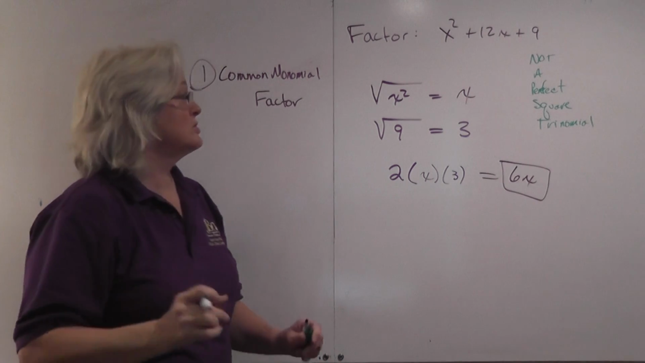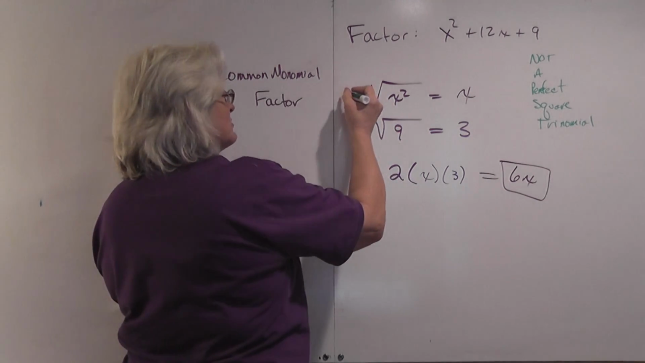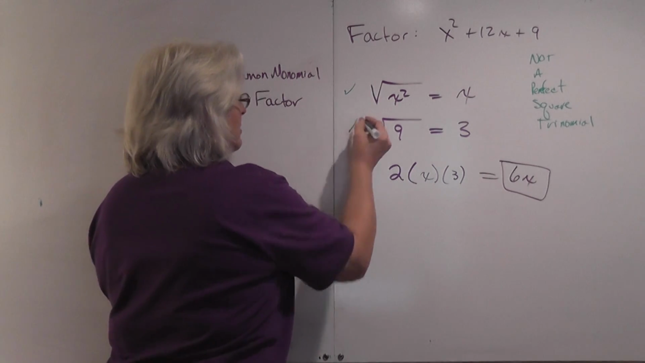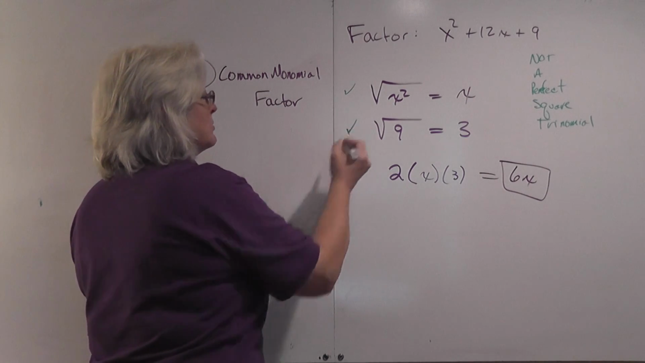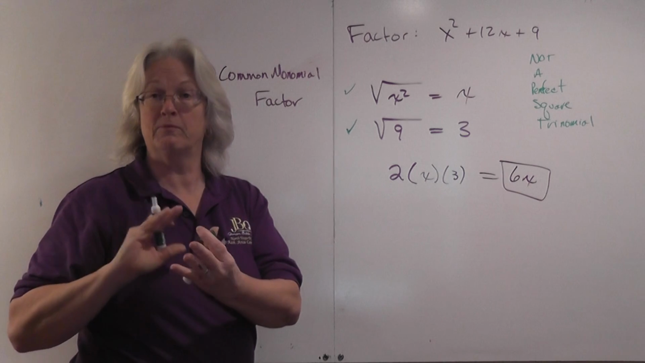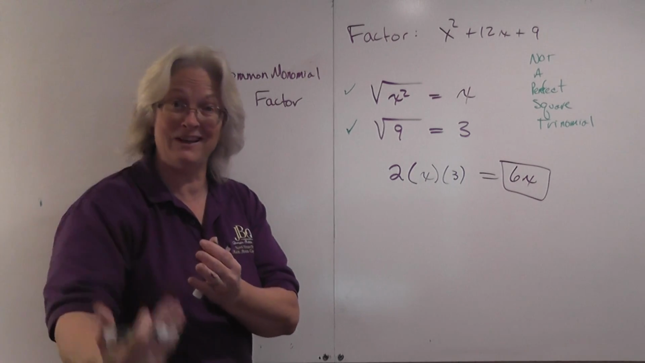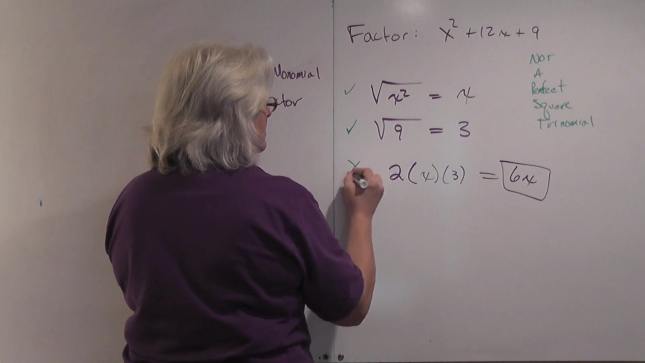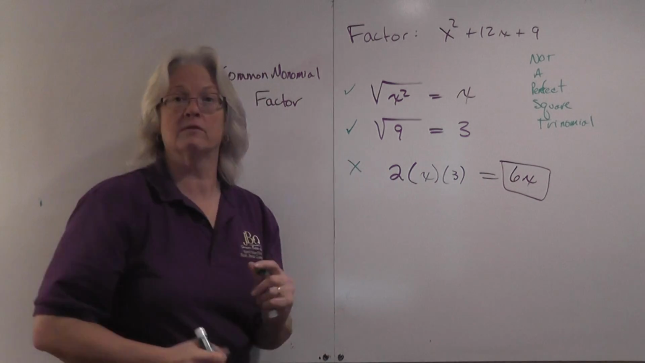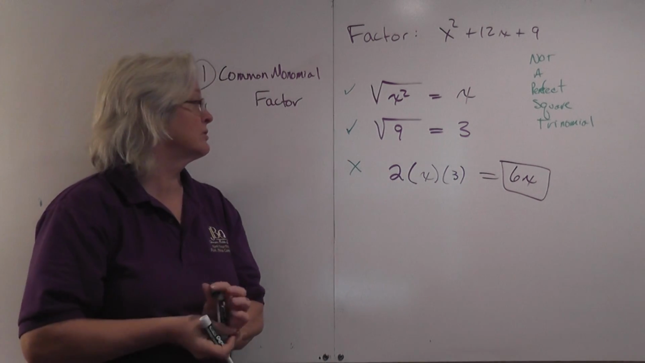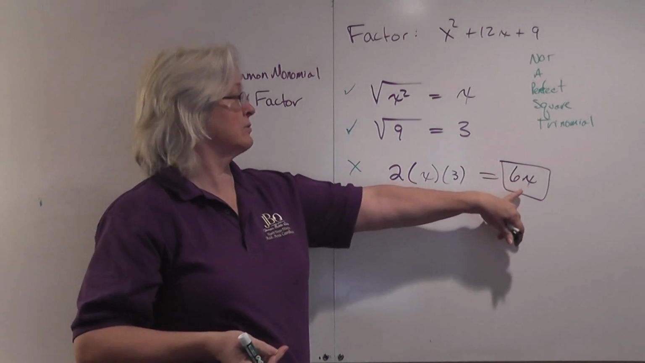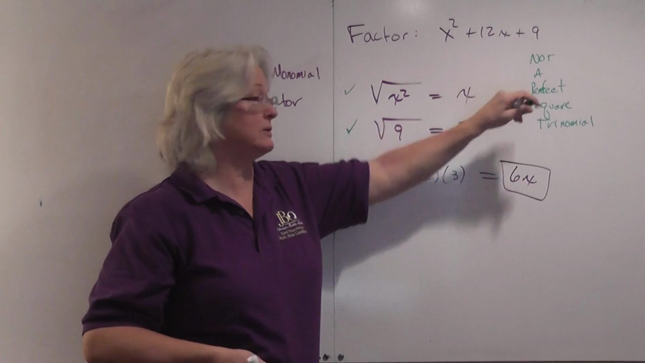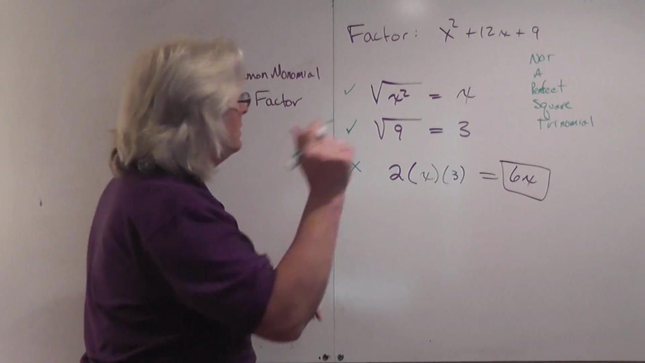And it's important that you notice that, yes, the first term is a perfect square. Yes, the third term is a perfect square. However, the final condition that identifies a perfect square trinomial is that twice the product of the square roots of the first and third terms has to equal that center term. So when it doesn't, it means no, this is not a perfect square trinomial.